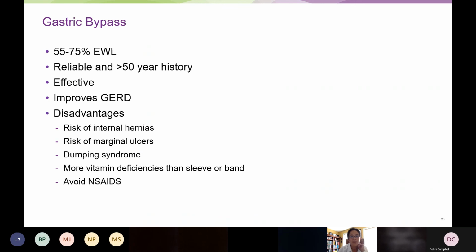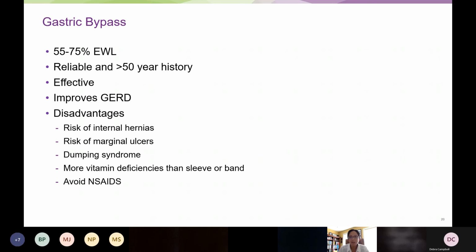The disadvantages of the gastric bypass is the risk of internal hernias that can happen anywhere from a year to 10, 20 years down the road after people lose weight. And the reason internal hernias occur is as people lose weight, they get sagging on the inside of the mesenteric fat, and that allows small bowel to kind of creep into areas where it's not supposed to and cause an internal hernia.